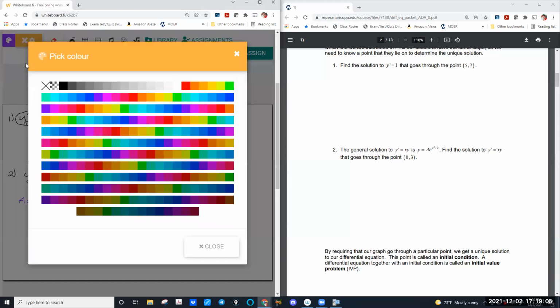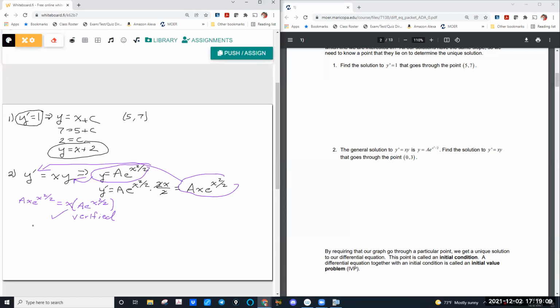And then if we wanted to involve the initial condition, we got the initial condition 0, 3. That means when x is 0, y is 3. So we know that our solution is y equals a e to the x squared over 2. We're going to plug in our initial condition and solve. 3 equals a e to the 0 squared over 2. 0 squared is 0, divided by 2 is 0, e to the 0 is 1. This gives us a equals 3. And so our unique solution to this initial value problem is 3e to the x squared over 2.